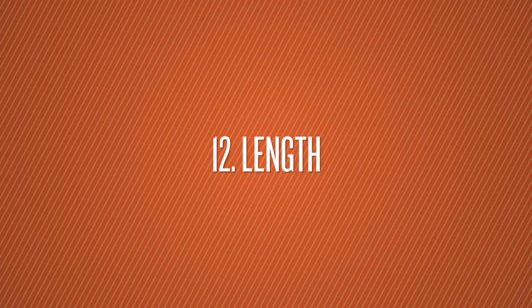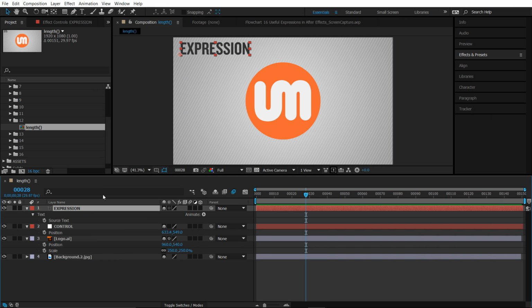Number 12 is length. For this, I'm going to use this text to show you visually what I'm doing, and also a null and an object. We're going to find the distance between these two. Let me show you visually here through this text.